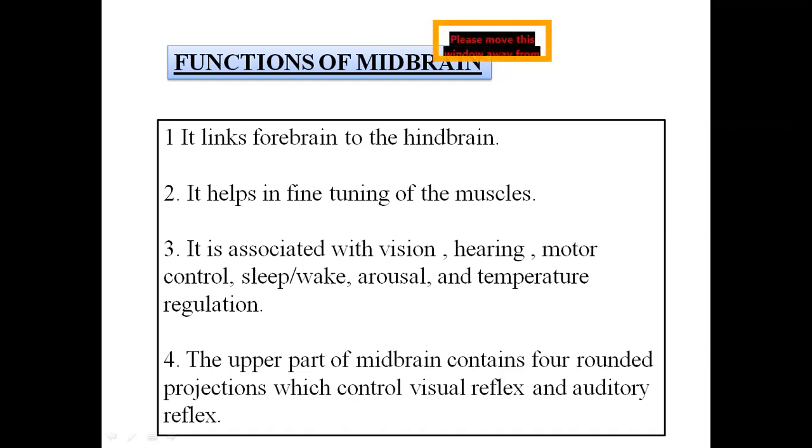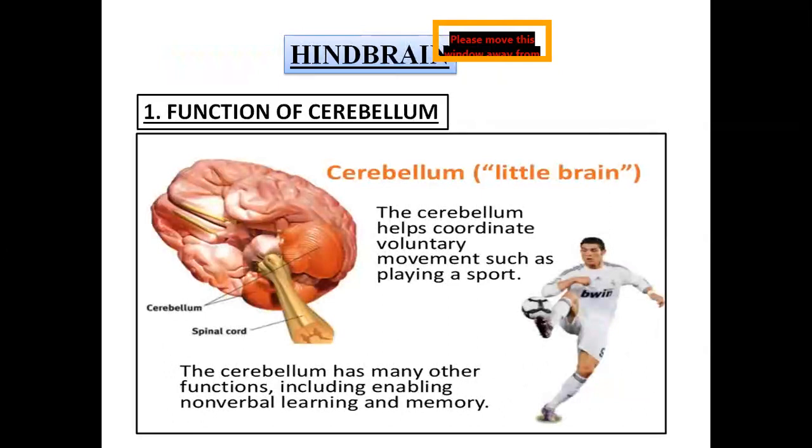Next is temperature regulation, that is, whether our body temperature increases beyond the normal or decreases beyond the normal, and bringing it back to its original state. All these things are done by the midbrain. The upper part of the midbrain contains four rounded projections which control the visual reflex and auditory reflex, which I already discussed.